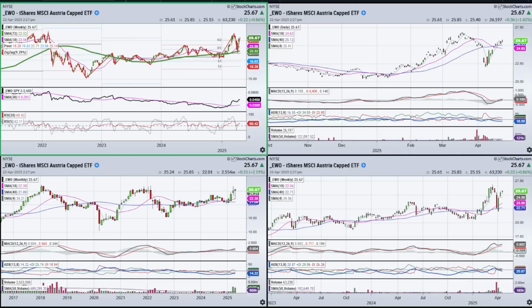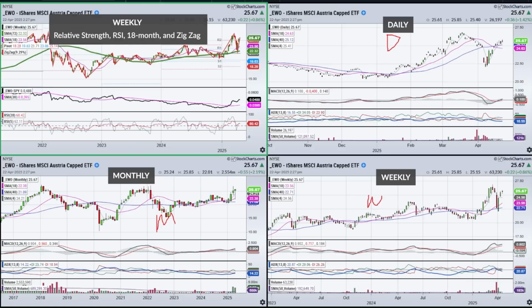So let's go ahead and get started with that, and then we'll get into the U.S. markets. Okay, let's start out. I just want to show what I'm looking at here. I've got a monthly chart bottom left, weekly in the bottom right, and a daily in the upper right. And on the weekly in the upper left, I've got the relative strength. I've got RSI, and I've also included the 18-month line with a zigzag in place for the price structure on the weekly chart.